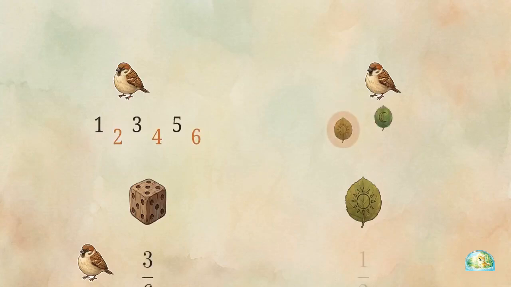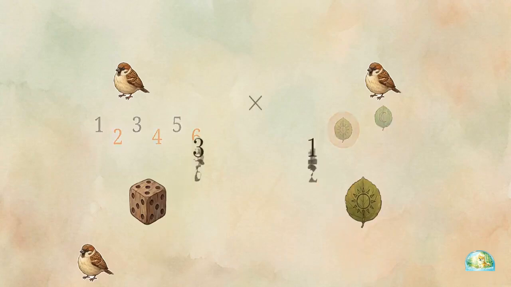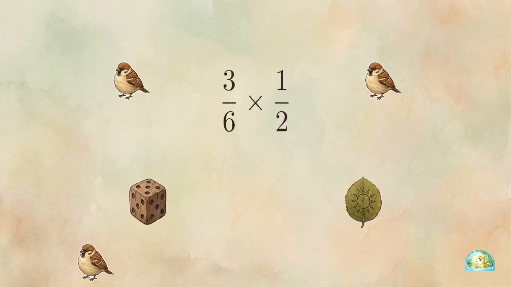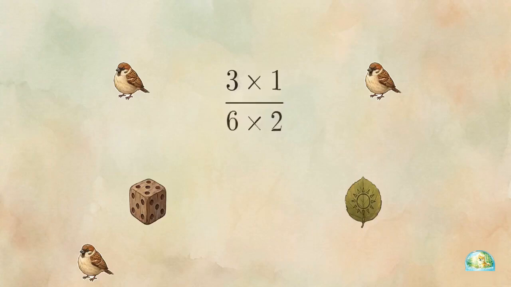together. Starting with the number cube, we identify the first independent probability. There are 3 even outcomes, 2, 4, and 6, out of 6 total possibilities. Then we look at the coin. There is exactly 1 heads outcome out of 2 possibilities.